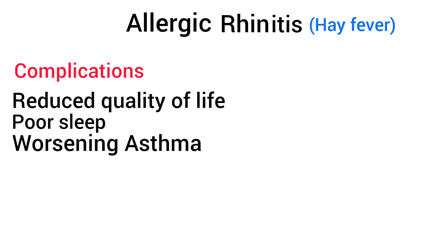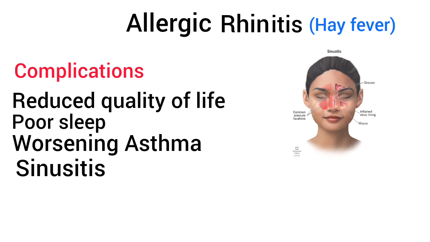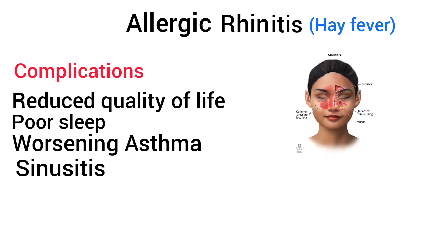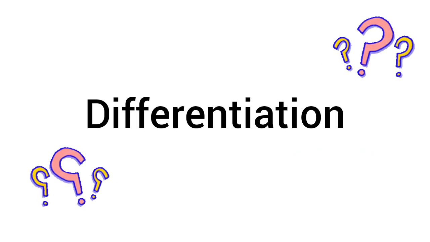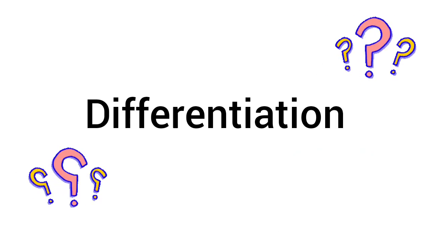Worsening of asthma: it can worsen the symptoms of asthma, such as coughing and wheezing. And it might cause sinusitis. Prolonged sinus congestion due to hay fever may increase your risk of getting sinusitis, which is an infection or inflammation of the membrane that lines the sinuses. Ear infection in children: hay fever often is a factor in middle ear infection, which is usually referred to as otitis media. So how do we differentiate between allergic rhinitis and other similar conditions?